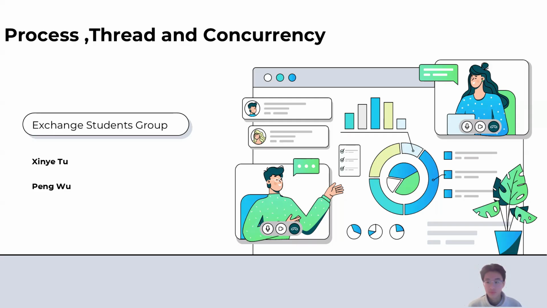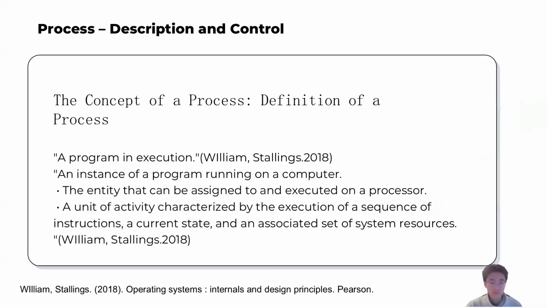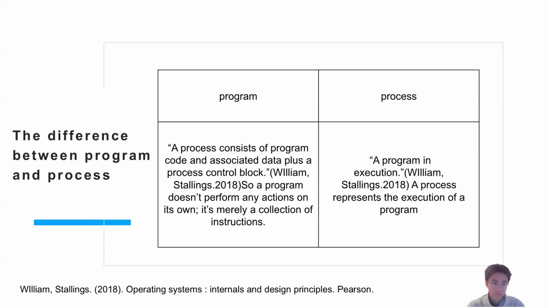And my task is focusing on processes and threads, about their differences and how they are managed by the operating system. The first page is the concept of a process, the definition of a process. A process is described as a program in execution, an instance of a program running on a computer, a unit of activity characterized by the execution of a sequence of instructions, a current state, and an associated set of system resources.